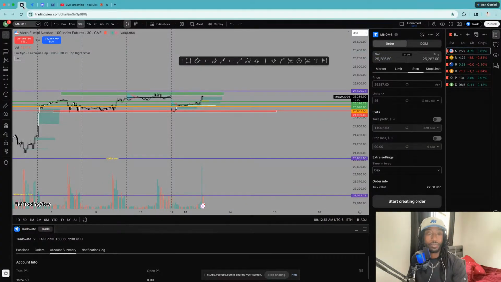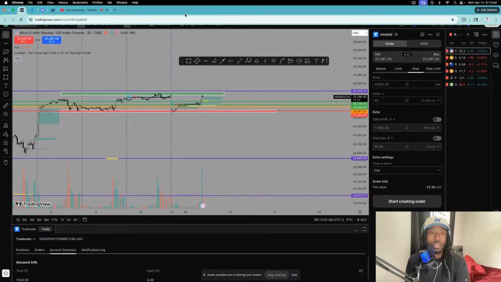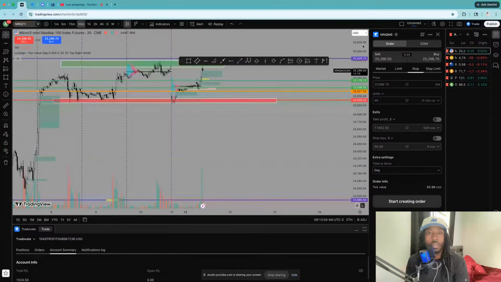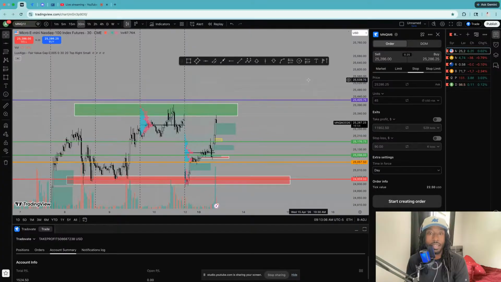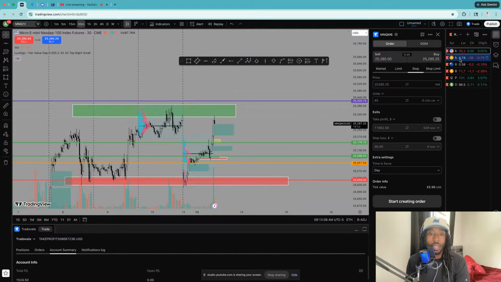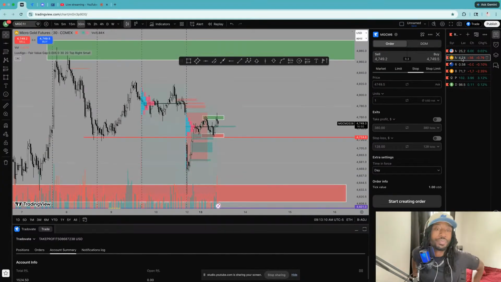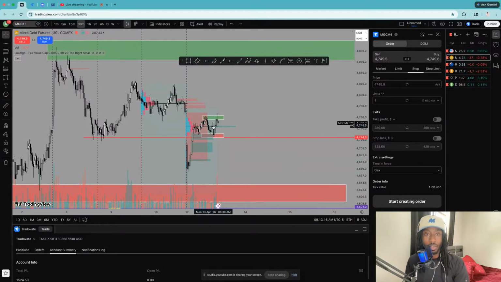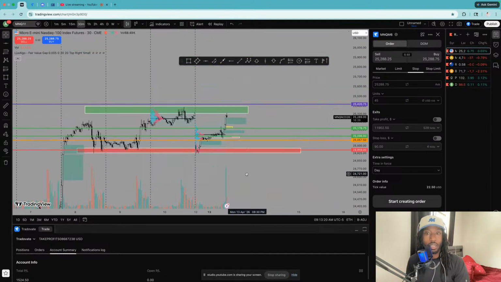All right. So I was bullish on both Nasdaq and gold this morning. You see gold is coming down to this area of interest, this POC right here, which I was saying I wanted price to come down to, but we're going to focus on Nasdaq here.